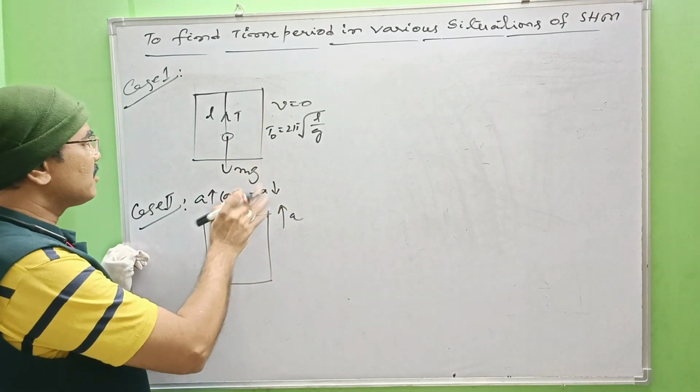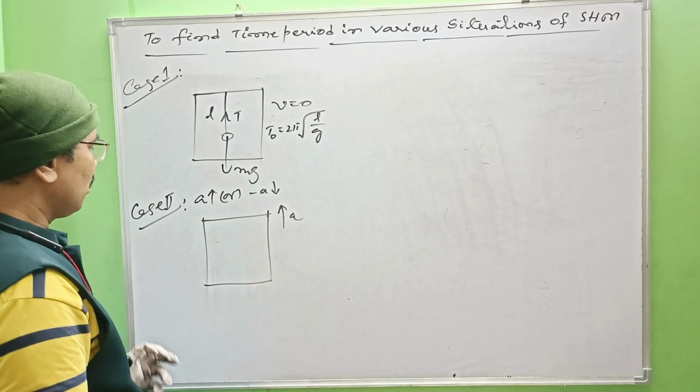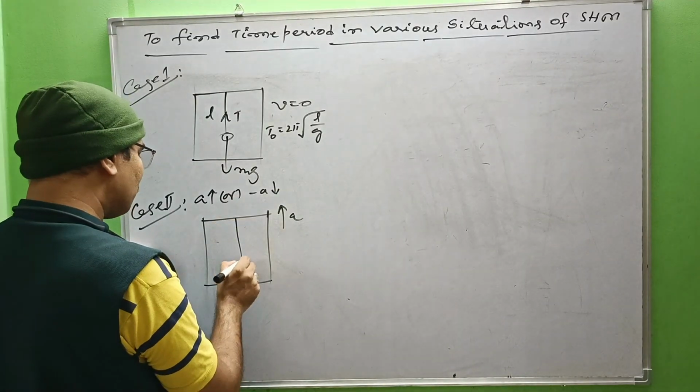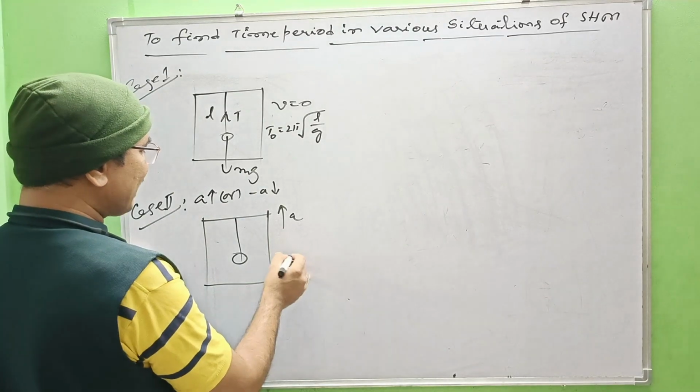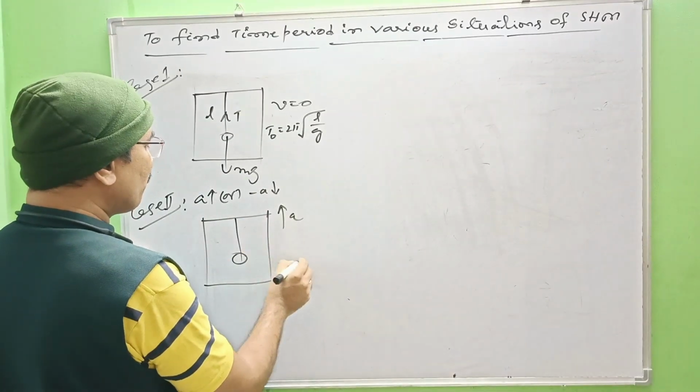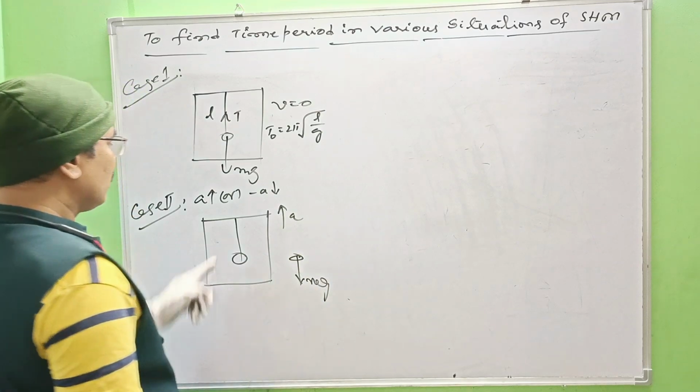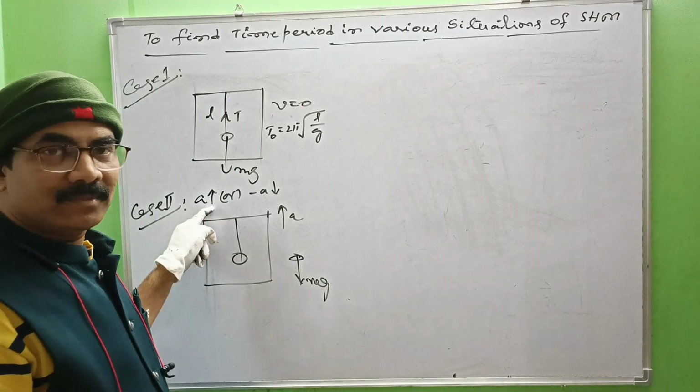So both cases are identical, right? Here the same pendulum is taken to the ceiling like this. Now assign the forces on the bob here. This is the bob, mg down. See here, acceleration is upwards.